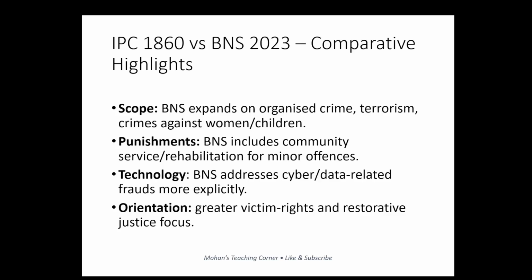IPC 1860 versus BNS 2023. Here are comparative highlights. Scope: BNS expands on organized crime, terrorism, crimes against women and children. Punishment: BNS includes community service, rehabilitation for minor offences. Technology: BNS addresses cyber or data related frauds more explicitly. Orientation: greater victim rights.